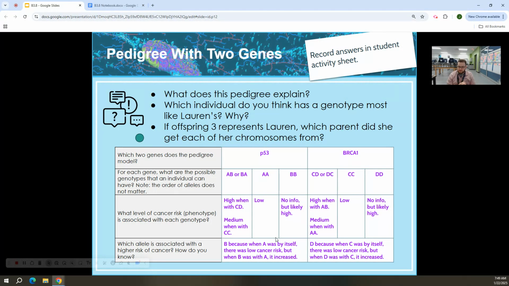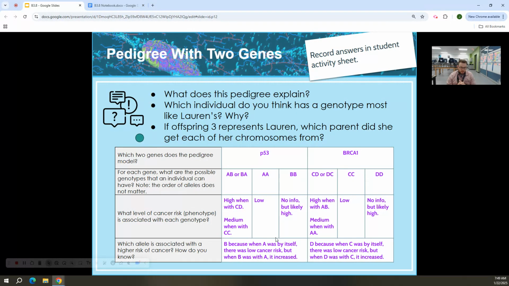Okay, and then BRCA1 follows a very similar trend. CD is high when it's paired with AB again, medium when it's paired with AA, low when I have two functioning C alleles, and then with DD I have no information, but it's probably going to be high because I know from this that the D allele is the non-functional version.